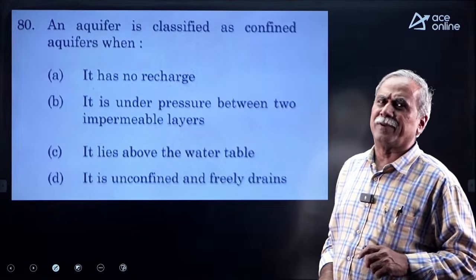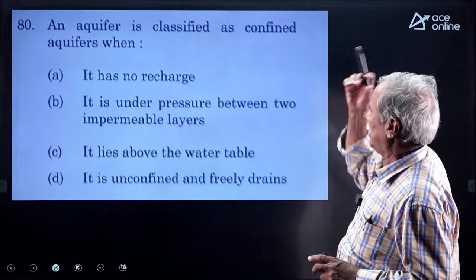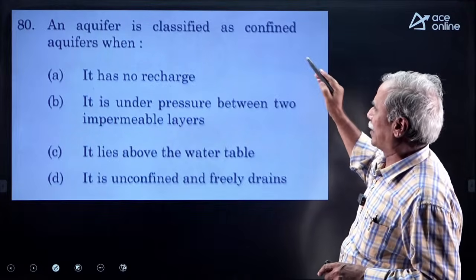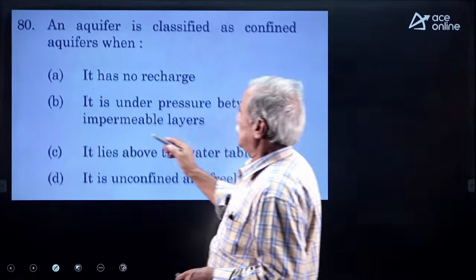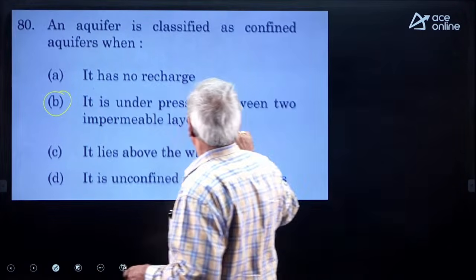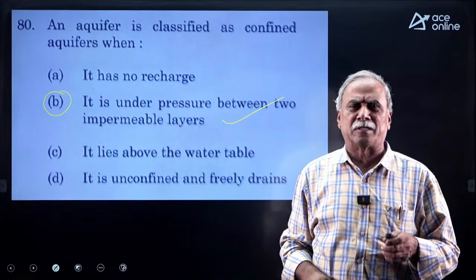Only one question has been given in engineering hydrology. An aquifer which is classified as a confined aquifer has impermeable layers on both the upper side and the lower side. So, option B is the right option. I hope I have answered all three questions correctly. All the best.